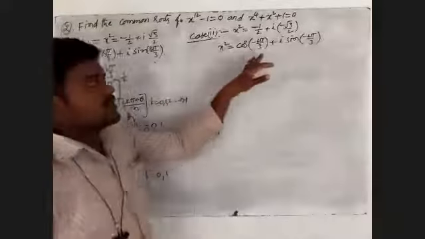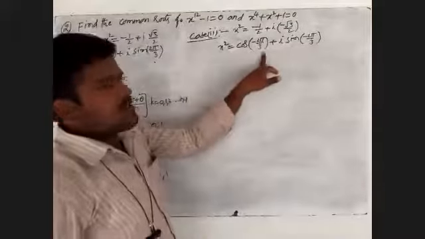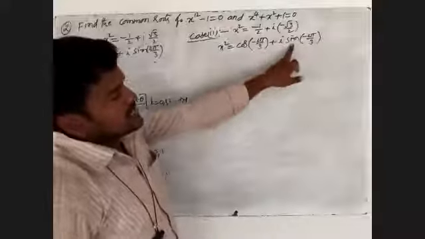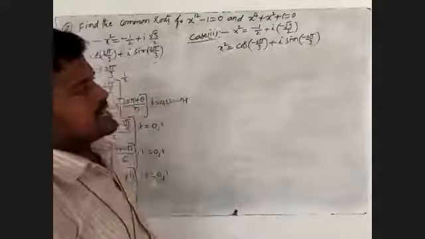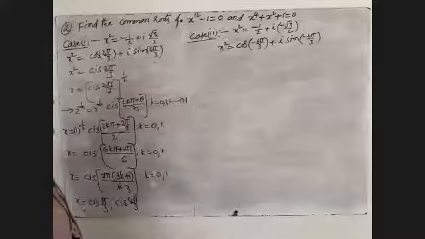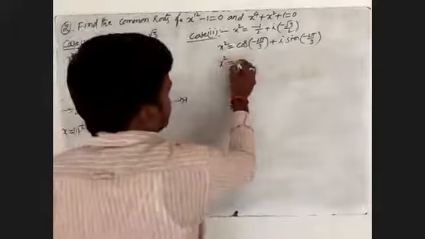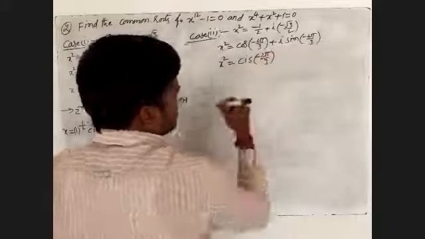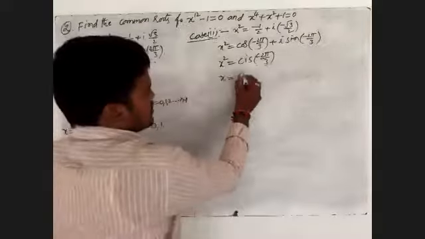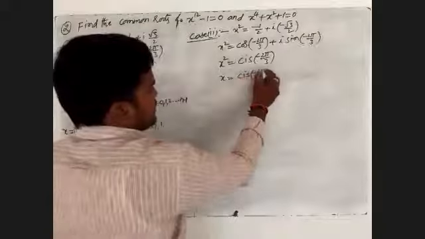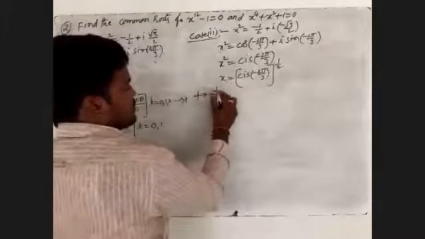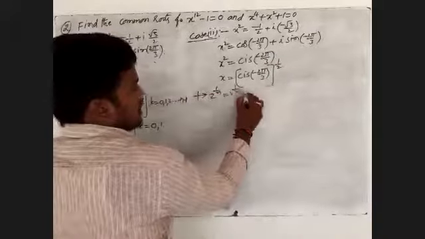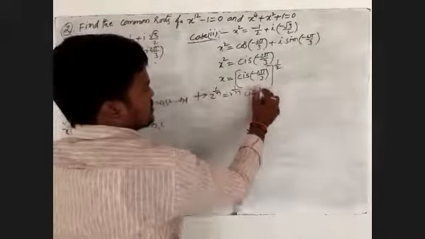Already we know that formula: cos of minus theta will become cos theta, as well as sin of minus theta will become minus sin theta. Again we have to expand this one. x is equal to cos of minus 2 pi by 3. That means x is equal to cos of minus 2 pi by 3 whole power 1 by 2. When it is of the form z power 1 by n is equal to r power 1 by n.